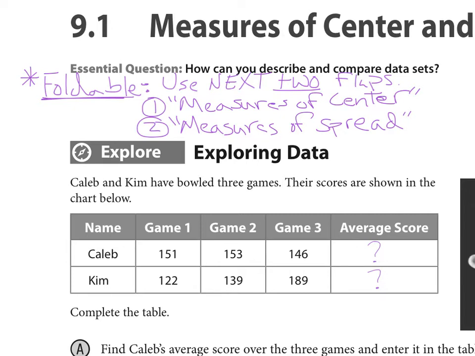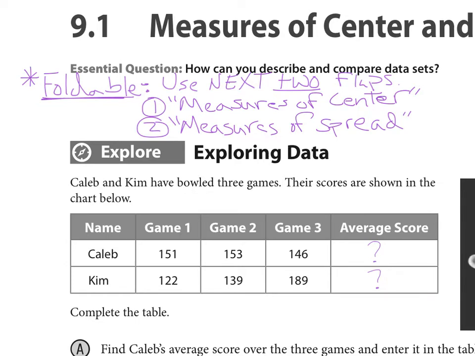So this would be a good time. Pause the video and read through all of page 377, and then again flip over and do the reflection questions 1 and 2 on page 378.